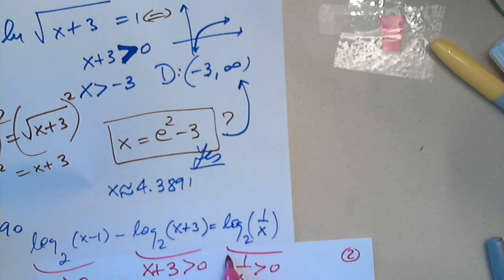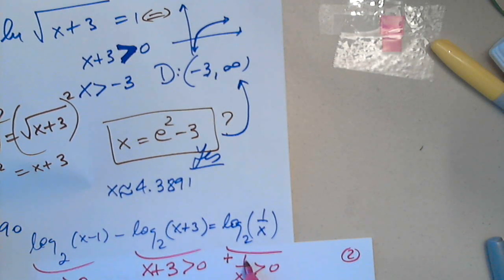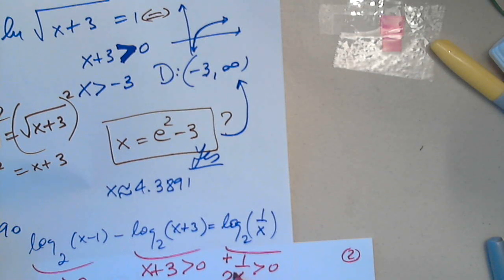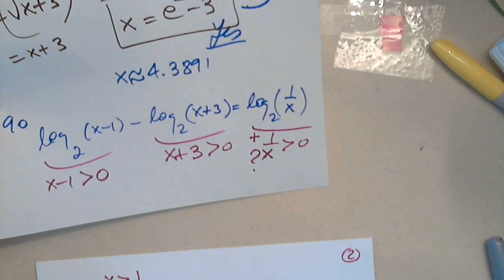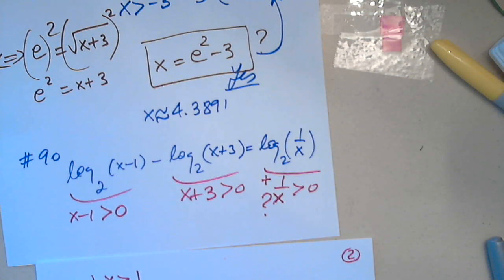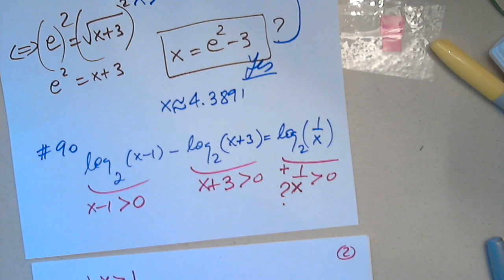The numerator is a positive number. It's 1. What type of number should the denominator be for this quantity to be positive? A positive number. Very good. That's all I need. There is no other way. If the numerator is always positive, for the entire fraction to be positive, the denominator must be positive. Very good. Awesome.